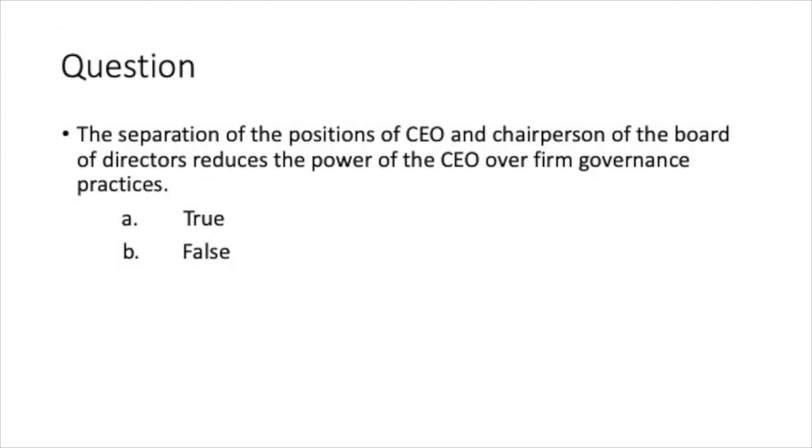And here's a quick question. Please read the description. What is the answer? The answer should be A, right? If the CEO and chairperson are different, the chairperson can control the CEO. And as a result, it can reduce the power of the CEO. But if one person does both CEO and chairperson, then it's impossible for a chairperson to control the CEO because only one man or woman is doing everything. And as a result, the CEO might have more power because there's no monitoring from the board of directors.